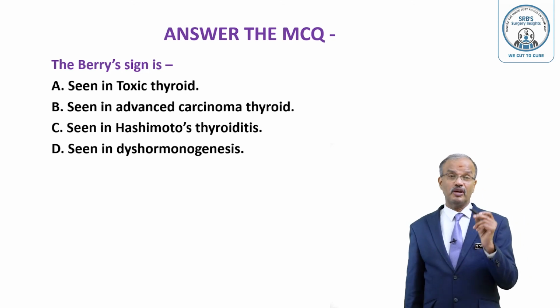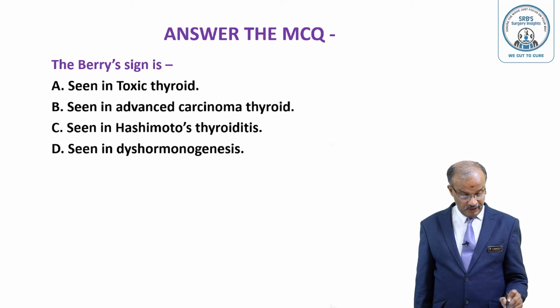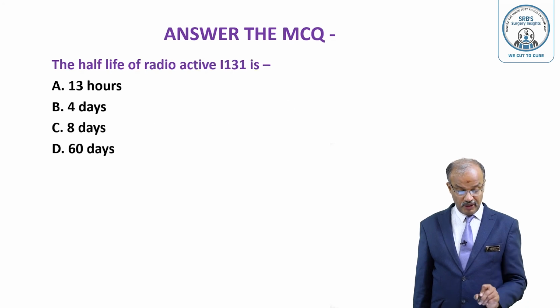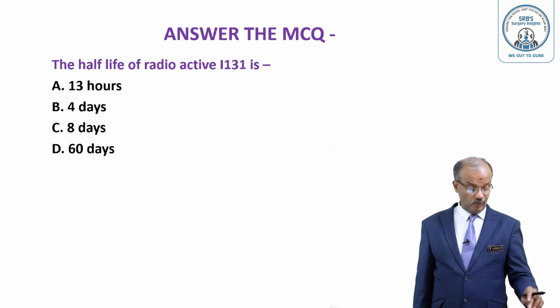Answer them, and I will get back to you and acknowledge your answer. Berry sign is seen in toxic thyroid, advanced carcinoma thyroid, Hashimoto thyroid, and dyshormonogenesis. The second MCQ: the half-life of radioactive iodine 131 is A, B, C, D: 13 hours, 4 days, 8 days. Put the right answer, and I will get back to you.